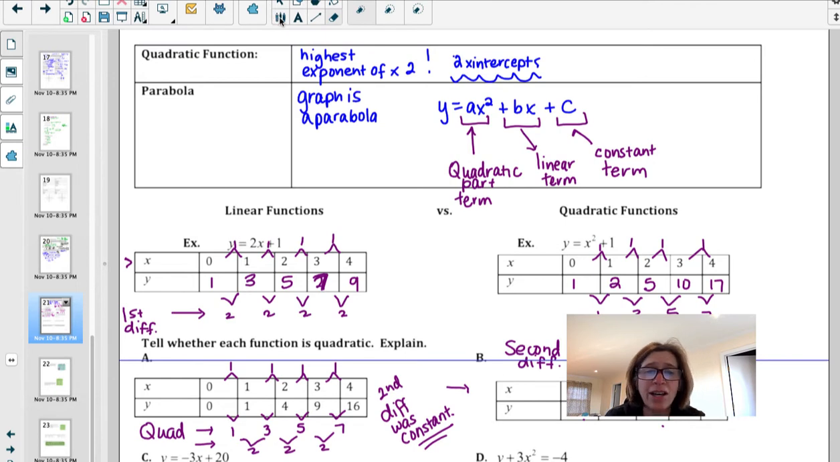Taking off where we left off in class, which was example B. We were talking about how you could tell if a set of data in a table was a quadratic model by looking at the difference of the differences. So I'm going to look at this example.